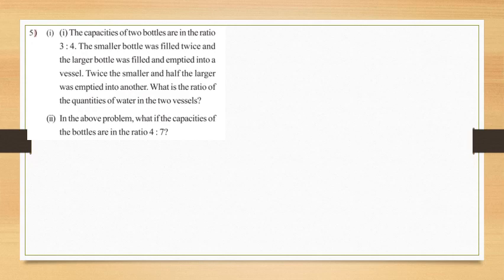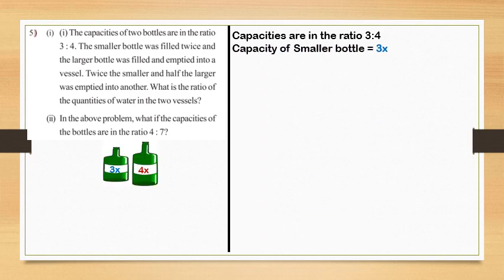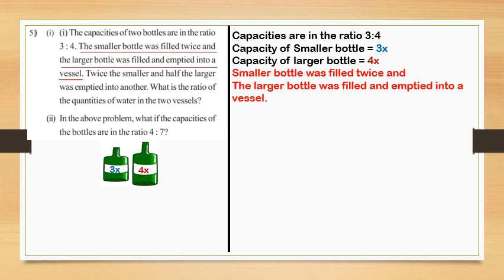From the question let us write the capacities are in the ratio 3:4. So let us take capacity of smaller bottle equal to 3x and capacity of larger bottle equal to 4x. Our question says the smaller bottle was filled twice and the larger bottle was filled and emptied into a vessel. So let us take a vessel.